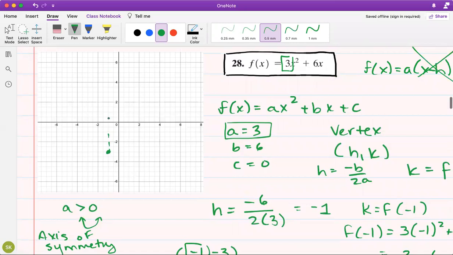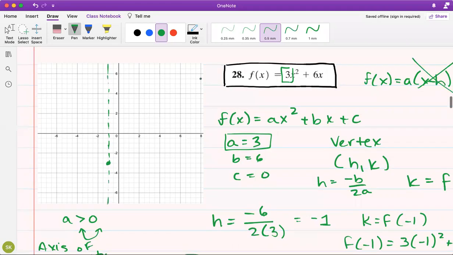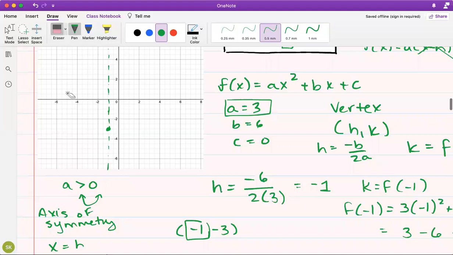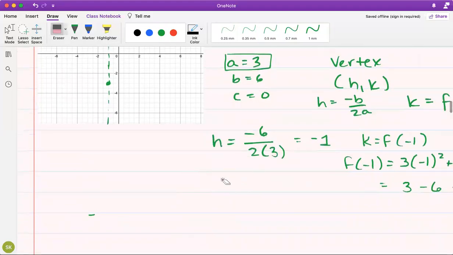So this is the axis of symmetry, which tells us if I can find one more point on this graph, let's say it's on this side, then I'm going to have a mirror image on this side. All right, we need to figure out another point on the graph. So what point should we use? Now you can use any point you want.